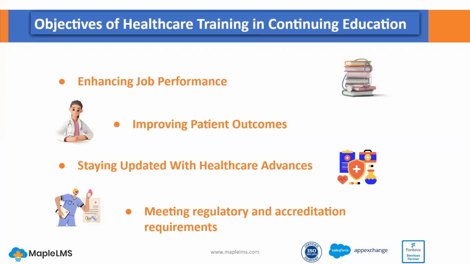The objectives of healthcare training in continuing education can vary based on specific needs of healthcare organizations and their staff. However, some common objectives include examples around enhancing job performance, improving patient outcomes, staying updated with healthcare advances, and meeting regulatory and accreditation requirements.